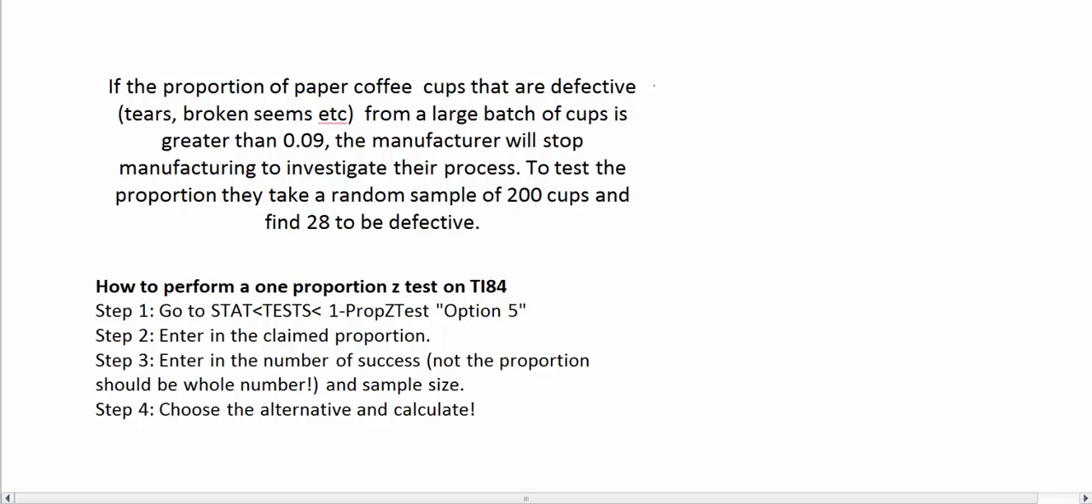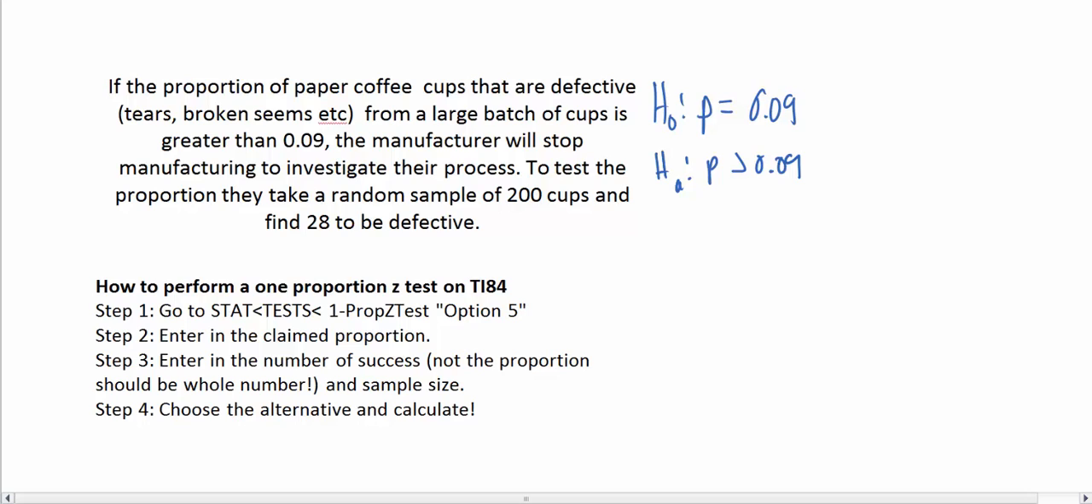So the first step is to talk about the null and alternative hypotheses. Here our parameter is p, and p is equal to 0.09. This is the claim. And we're going to then check out the manufacturing process if our proportion is actually greater than 0.09. So that will be our alternative hypothesis. If we are able to reject the null and there's evidence in favor of the alternative, then the manufacturer will investigate their process of producing these paper coffee cups. So our claim is 0.09.